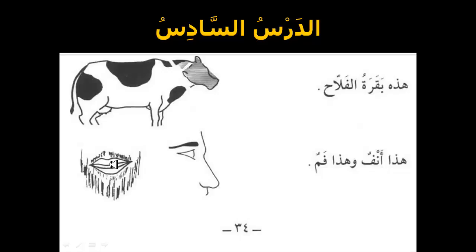But this word also can mean lips as well. But here, the mouth. We only have one mouth. So here we have hada anfun wa hada famun. This is a nose and this is a mouth. And it's showing you here that because these are mufrad, singular, meaning you only have one body part, one mouth and one nose, they are masculine. So they're showing you that here.